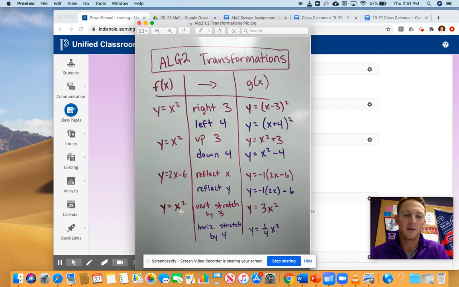If we start with y equals x squared again, we want to vertically stretch it. So we're making it taller. We are going to put a coefficient of 3 if we want to vertically stretch it by 3.